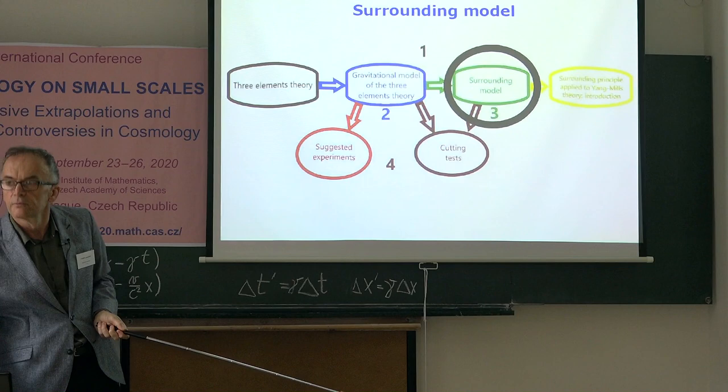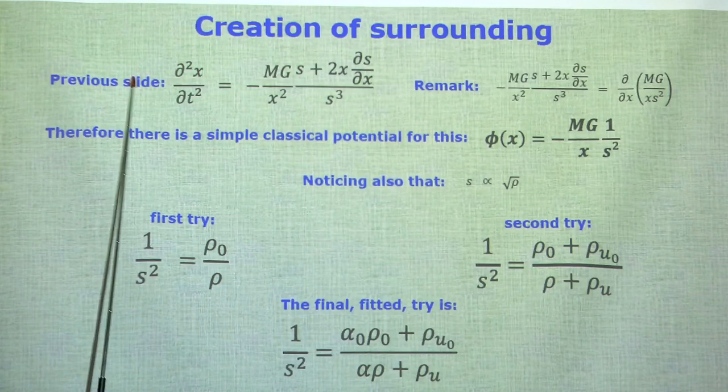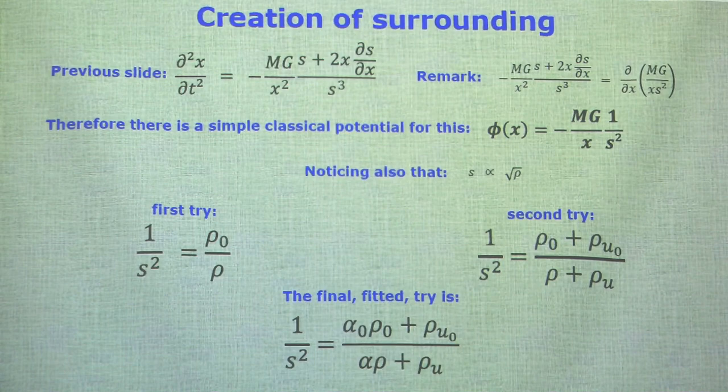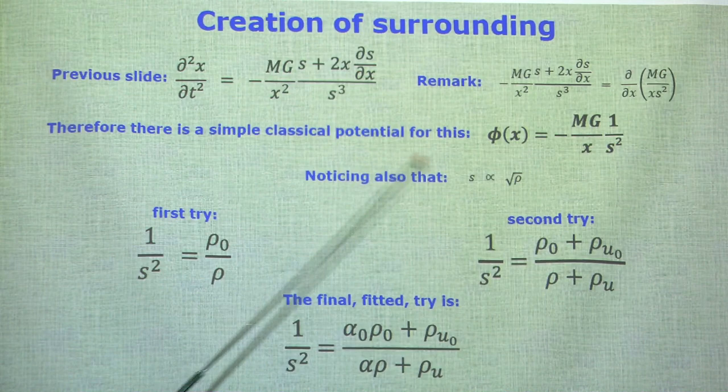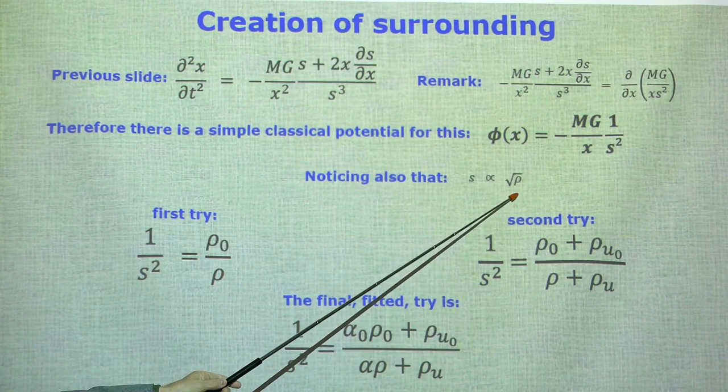So the creation of it, historically, if I can say so, comes from the equation of the last model I showed you here, with this term. It's the remark that this term is nothing more than the derivative of this one here. Therefore, it goes: a simple classical potential, which has, of course, its relativistic version. And then, when noticing that S is proportional to the square root of a matter density, you obtain something like that.